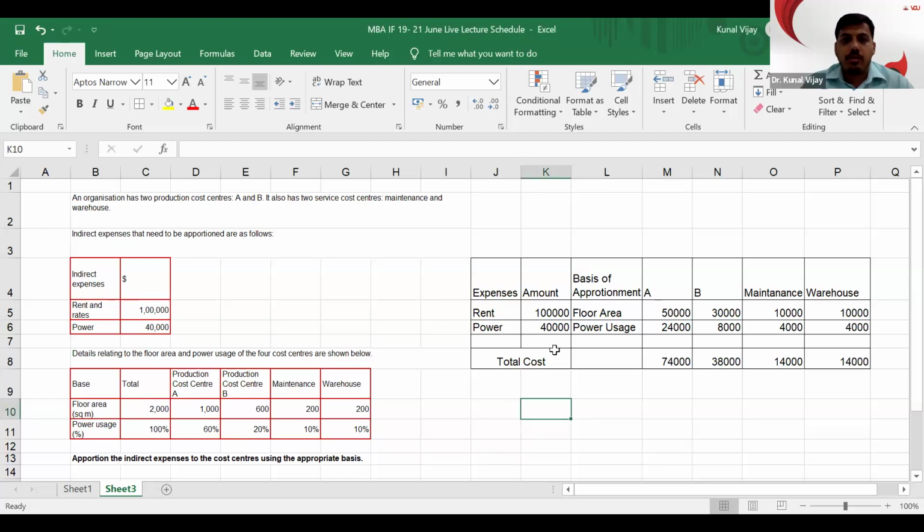Any problem, any doubt? Okay, then this is the end from my side. In the next part, we are going to study reapportionment.